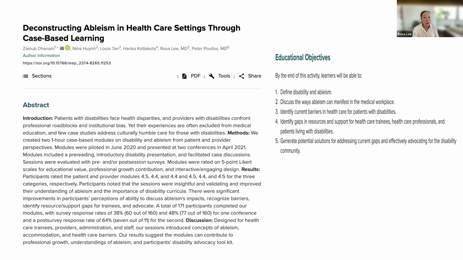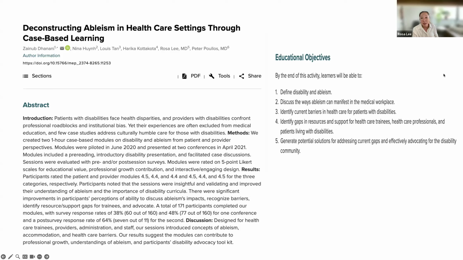Okay, so I'm going to close by just showing you an example that was done really beautifully by my academic medicine fellow a few years ago, Zainab Zanani at Stanford. She was a second-year medical student when she completed this. And this was a project on deconstructing ableism. So in the introduction, you can see how she identifies patients with disabilities facing health disparities, and providers with disabilities as well often face a lot of bias and stigma within the healthcare system.